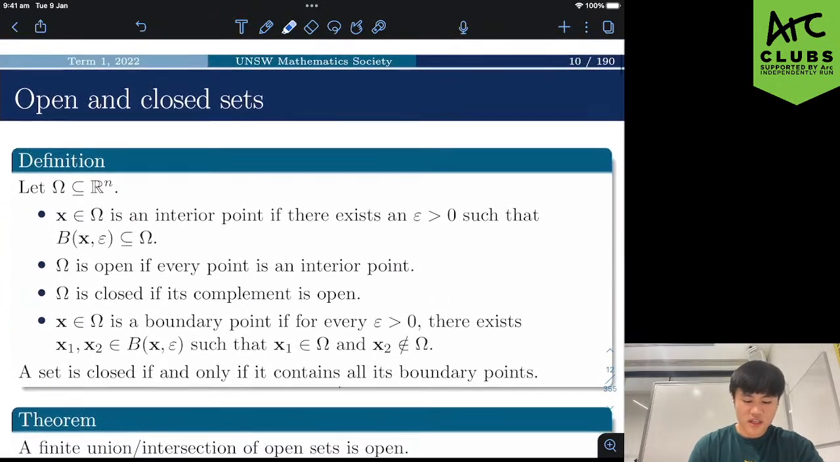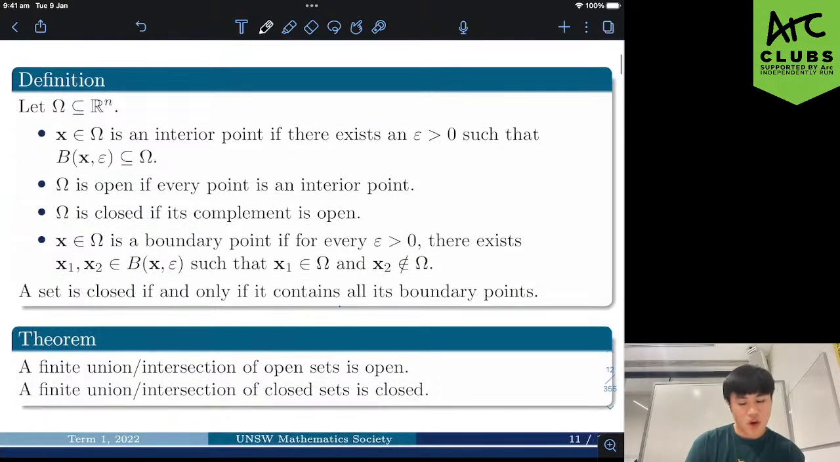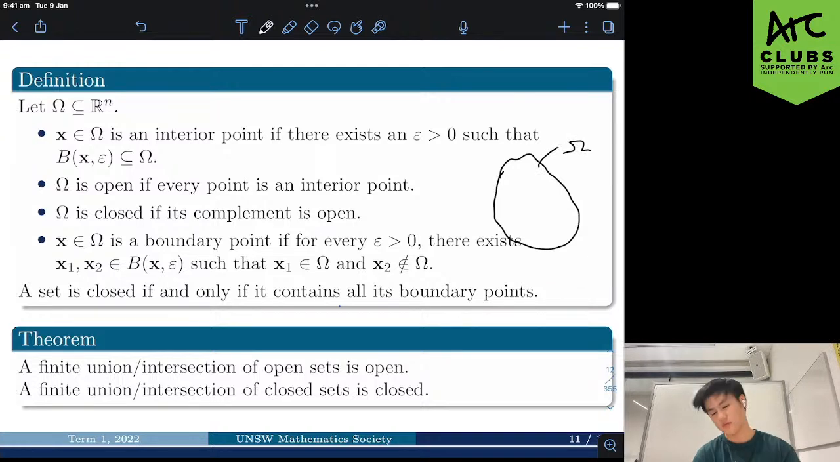An open and closed set, which is the next section here. Once again, a lot of definitions, and hopefully you guys do remember this stuff, so we'll kind of skim through it. First one is interior point. Just say we have some omega. This set is omega. An interior point is just any point inside here where you can construct a ball around it, such that every value in that ball is contained within omega.